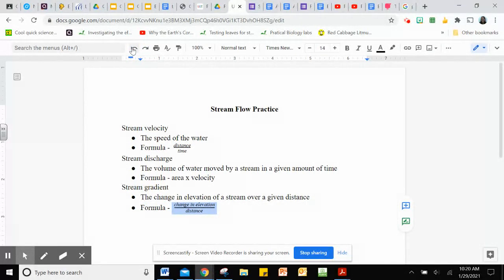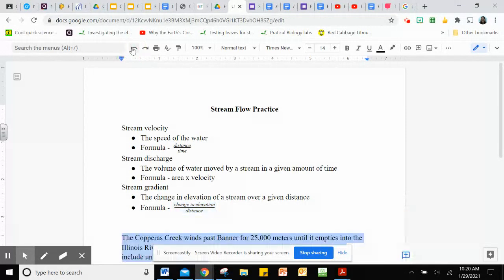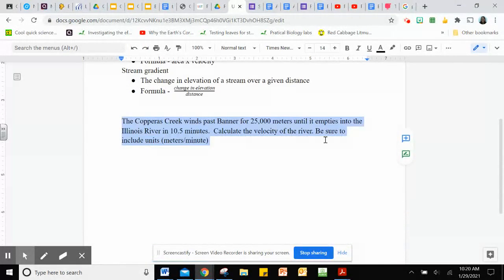Now, in the Google form that I've assigned, there are two different streams that we're talking about, the Copperas Creek and Big Creek. So I'm going to go over the answers for Copperas Creek. So let me slide down here.